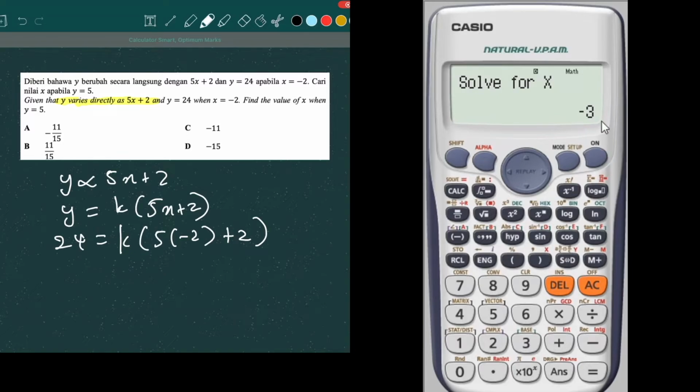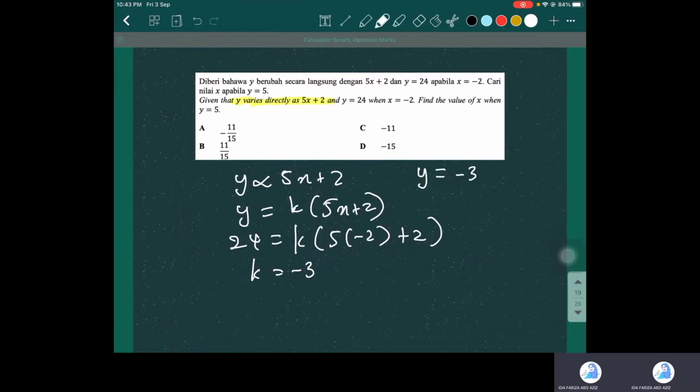So kita dapat kat sini k kita negative 3. So, what does this mean? Y equal negative 3 bracket 5x plus 2. So this is the equation form. Variation form kita dah tahu the equation form dia, dekat k ni negative 3.